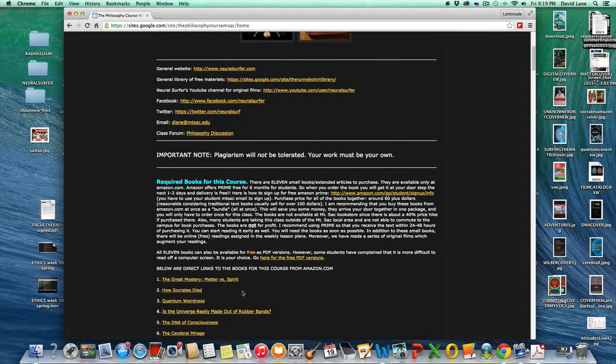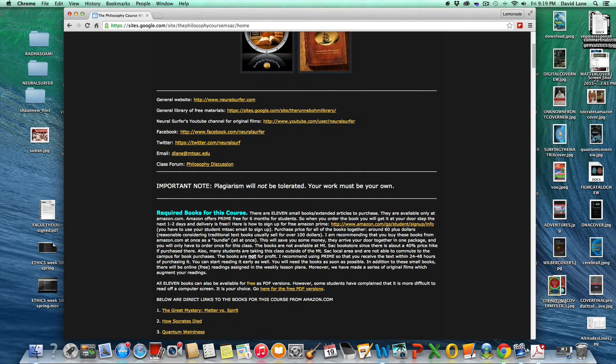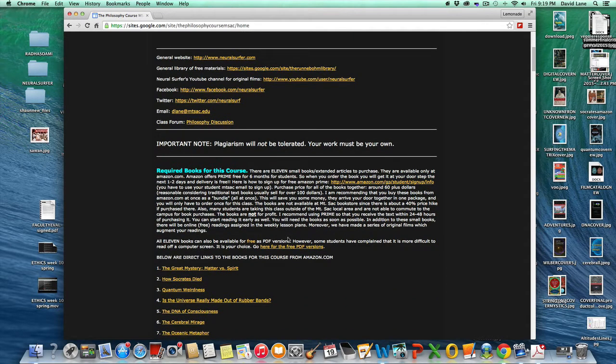What I'd like you to be aware of is that although you can buy all these books through Amazon, they're not available at the bookstore. Why? Because they're much cheaper to get directly from Amazon. We've created all these books and we've made them for cost, so there's no profit being made. However, if you don't want to do that, you also have the free PDF versions, which are linked right here.